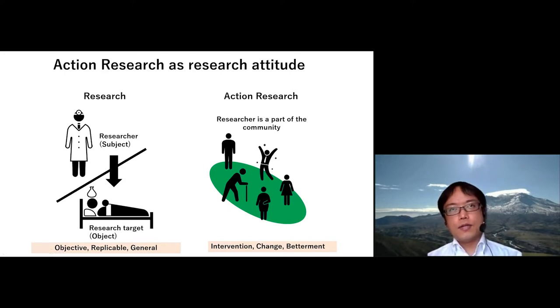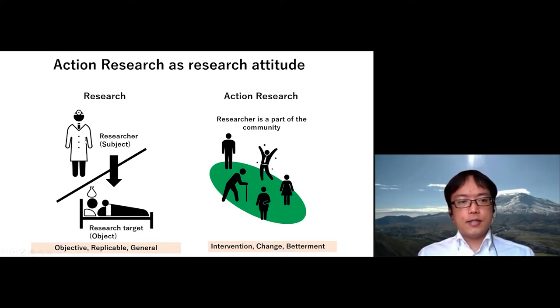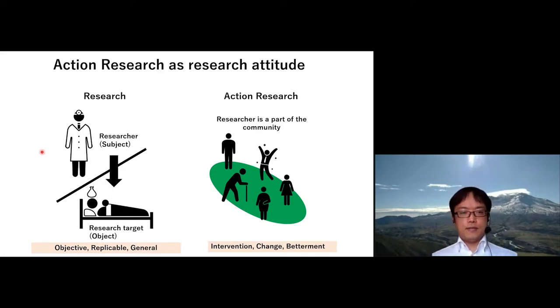So first of all, let me make clear what action research is. This is a research attitude, my research attitude as an action researcher. On the left-hand side, there is a figure of the usual basic research framework. A researcher as a subject and a research target as an object are basically segregated from each other. For example, doctors observe and analyze the symptoms of the patient and identify the cause of the disease. So researchers as doctors and the research target as a patient are clearly segregated, and the subject should observe the patient in a very objective way.